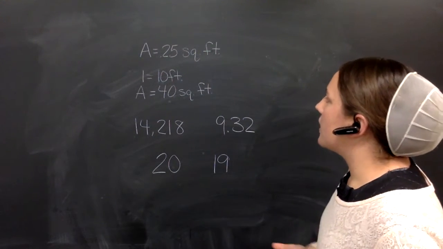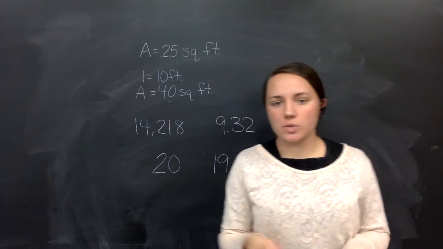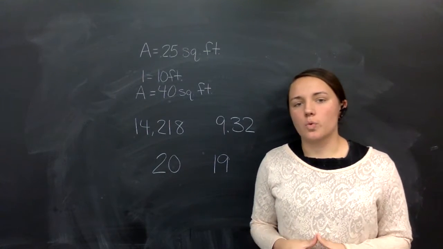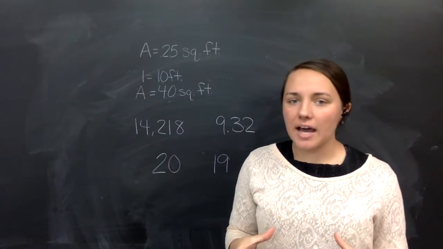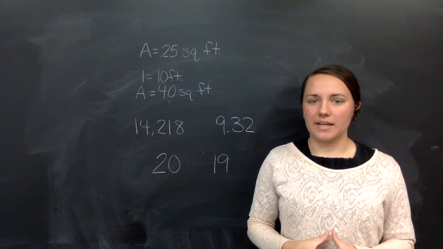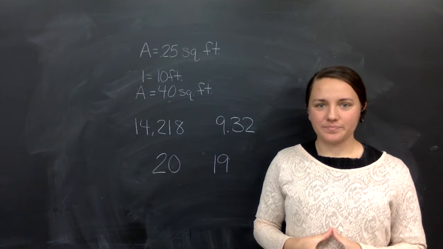First of all, if we have a square and we know the area is 25 square feet, what would the length of one side of the square be? If the area is 25 square feet, what would the length of one side be? Any guesses?